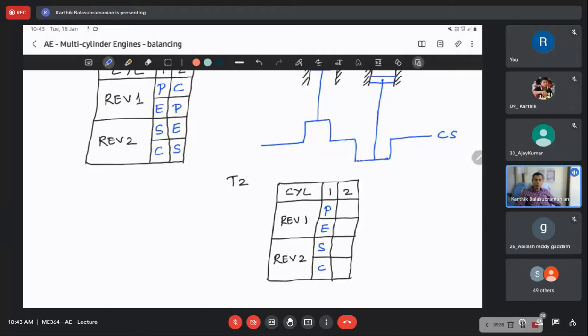So can I have another sequence for cylinder 2? Starting with suction, we can do that. Cylinder 2 starting with suction? Sir, I guess exhaust. We have to distribute the exhaust and power in revolution 1 and revolution 2, sir. When piston 1 goes down, piston 2 should move up. If you have a power stroke in piston 1, you can't have suction in piston 2, because suction means it has to move down. Both cannot move down, we see, right?